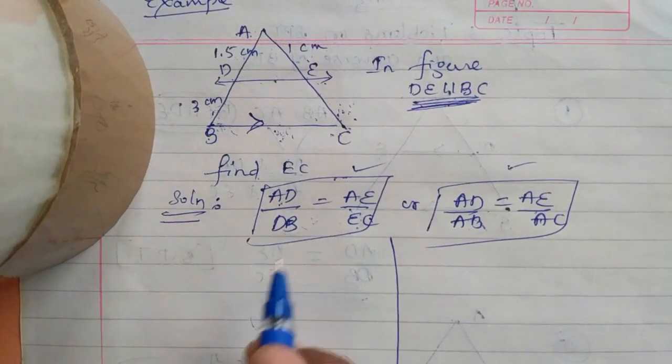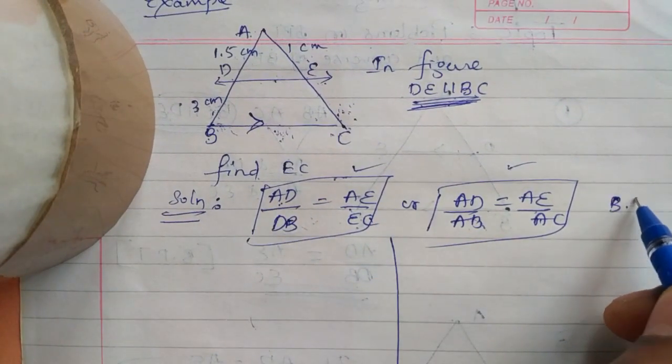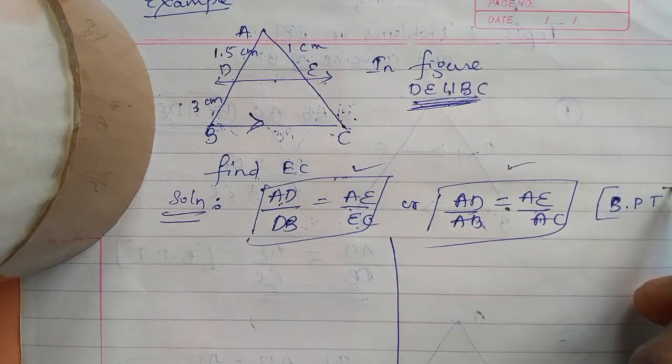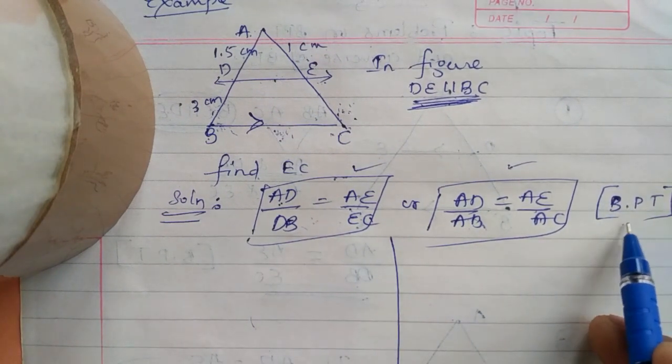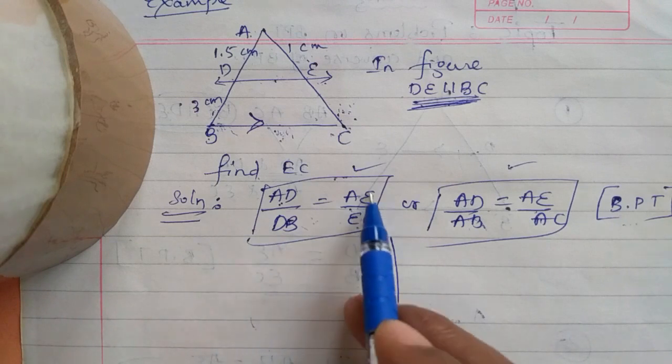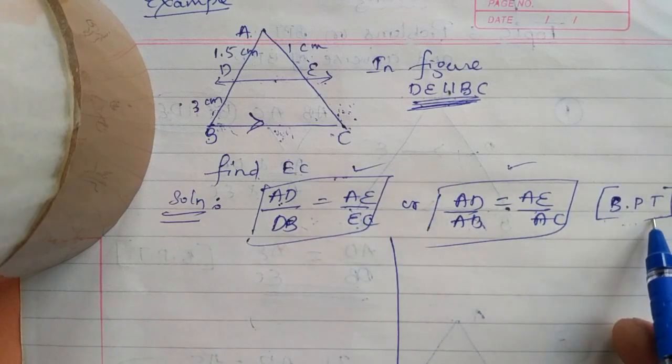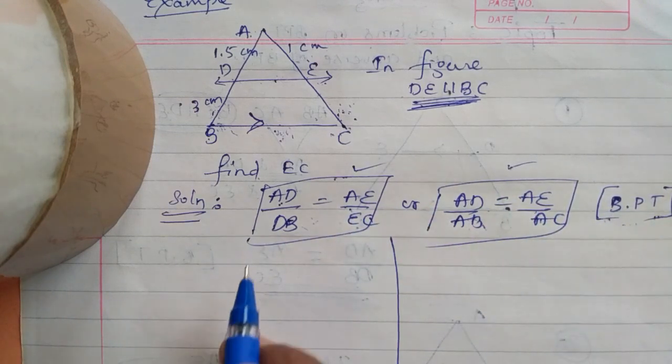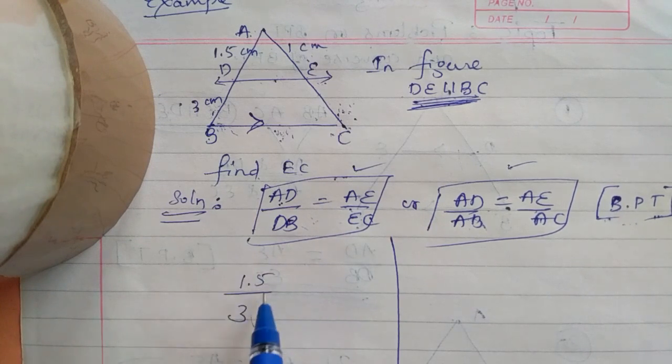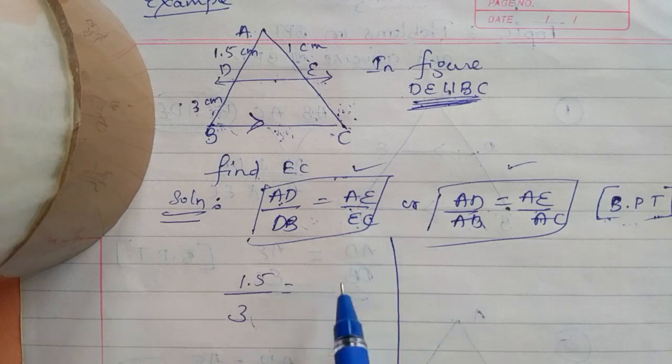What is the length of EC? We need to write a reason here. When you write any result for any problem, write the reason. How did you write this? Because of the BPT theorem. Now the length of AD is 1.5, length of BD is 3, length of AE from the diagram is 1, and EC is not given, EC only.